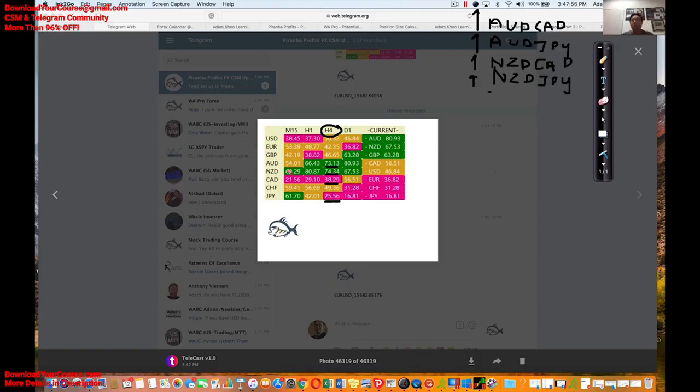Because these pairs are going to be the strongest buying versus the weakest selling. Okay, so it makes sense to look at these pairs. Now, let me ask you a question. Would it make sense to want to trade the Aussie New Zealand pair? No, it won't make sense, right?